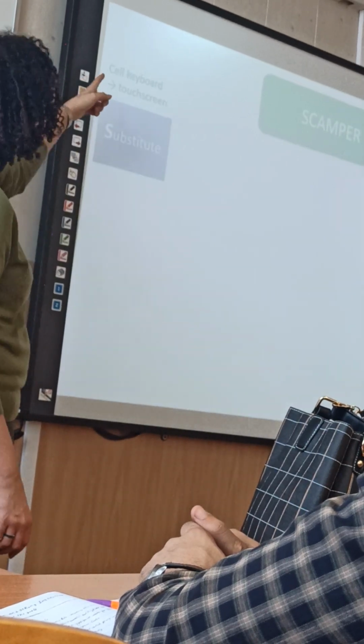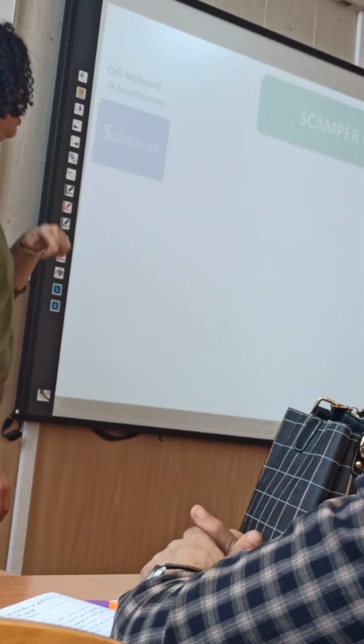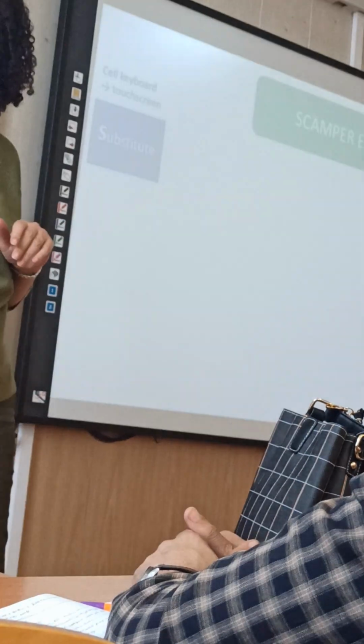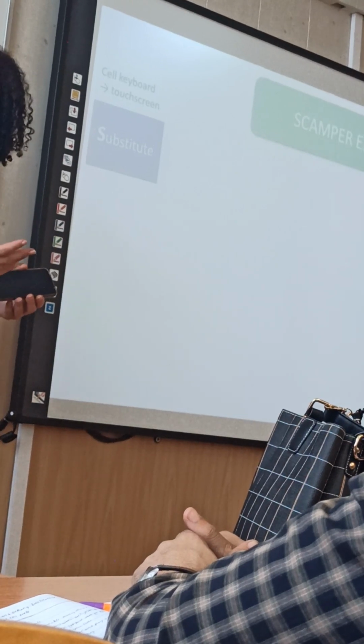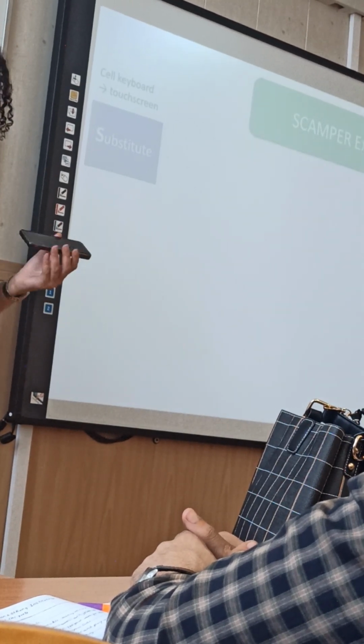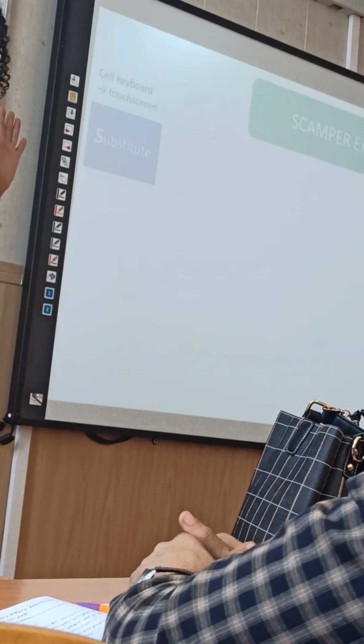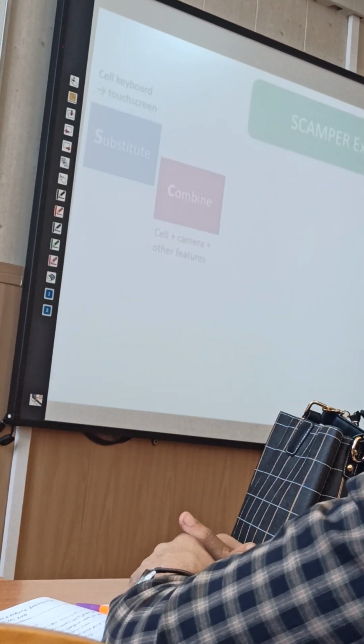So they substituted the keyboard with a touch screen, and this solved the problem because now all the surface of the object is a screen. So we don't need to find a balance between keyboard or screen at all. So that was an example of substitute.